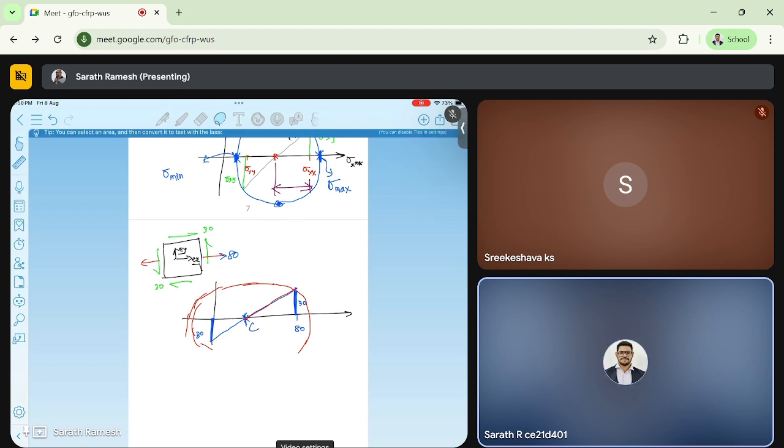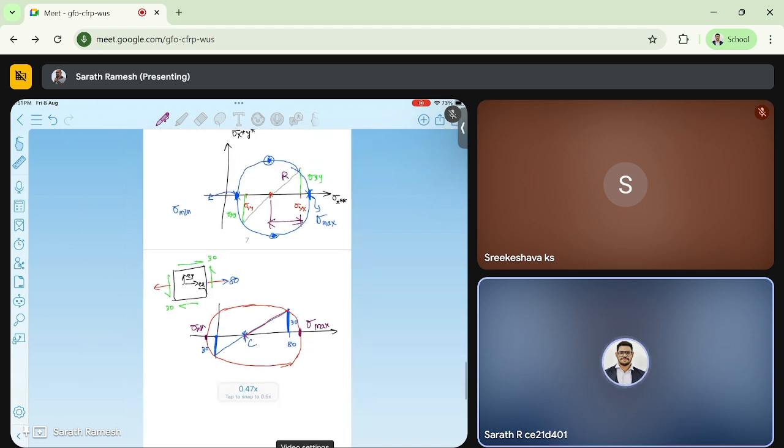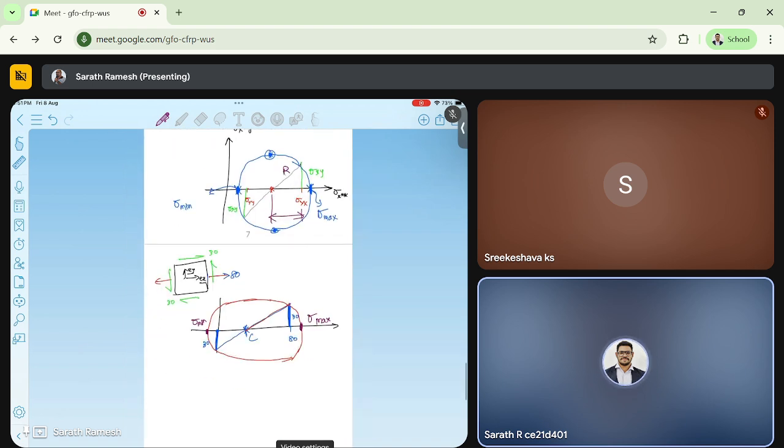Sorry, the circle is not coming properly. It's looking like an oval. Assume it is a circle. So this is sigma 1 or sigma max. This is sigma minimum. Okay. So this is the Mohr circle for our problem.